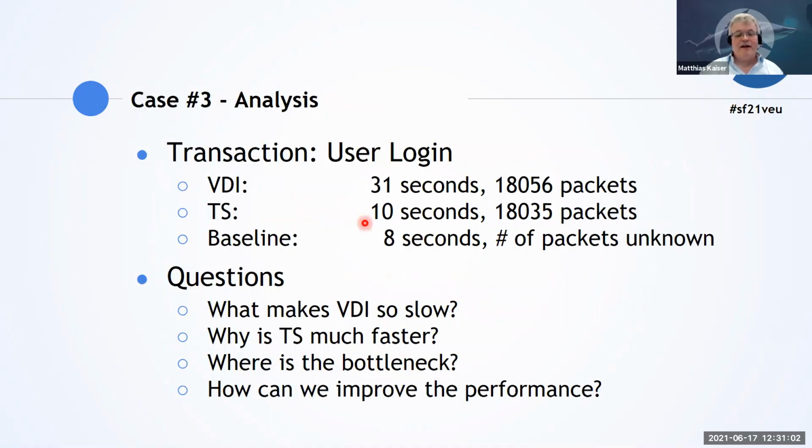Now, let's start with the results first. The VDI client for that one transaction took roughly 31 seconds. The terminal server, TS, 10 seconds. The baseline was just a guesstimate by the client: 8 seconds, with the number of packets unknown.